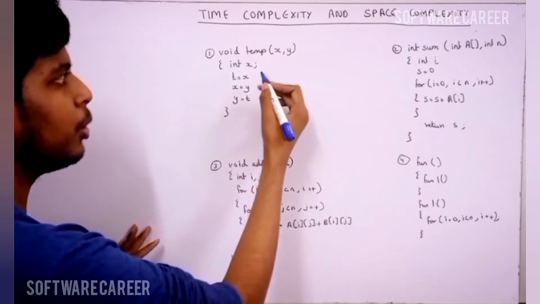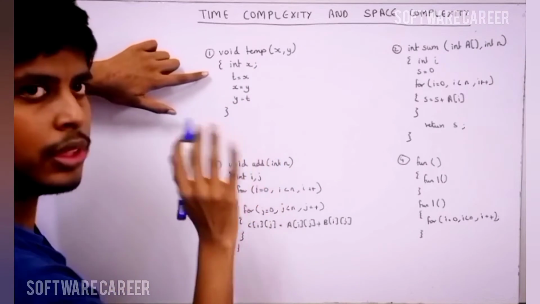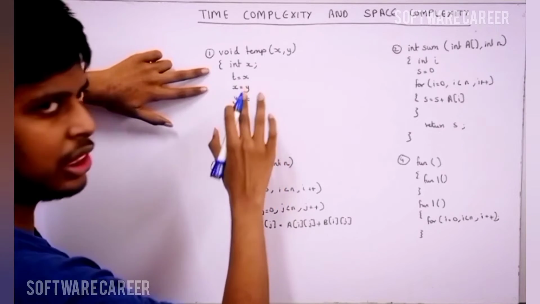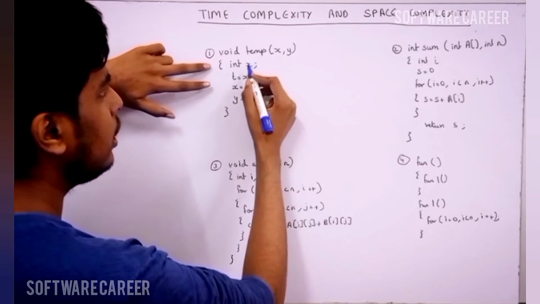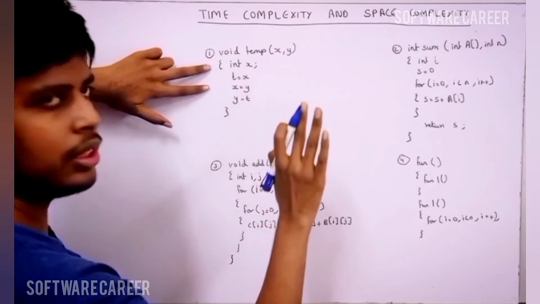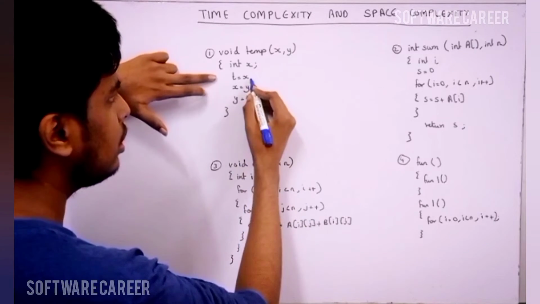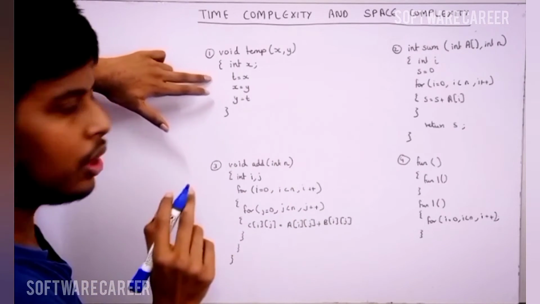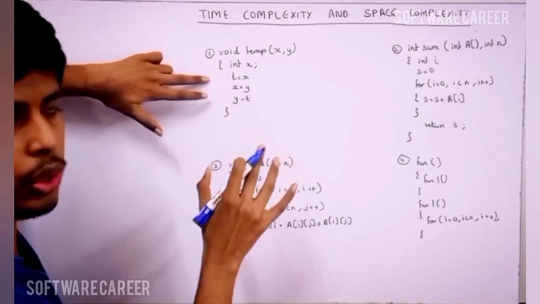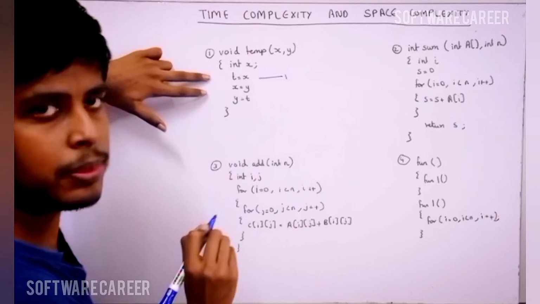Let's find the time complexity for the first program. This is a swapping program, swapping x and y. Here I am declaring int x, and for declaring a variable, no time is taken. In the next step, t equals x. I am setting the t variable as x, fixing x in t. So this takes a single unit of time.